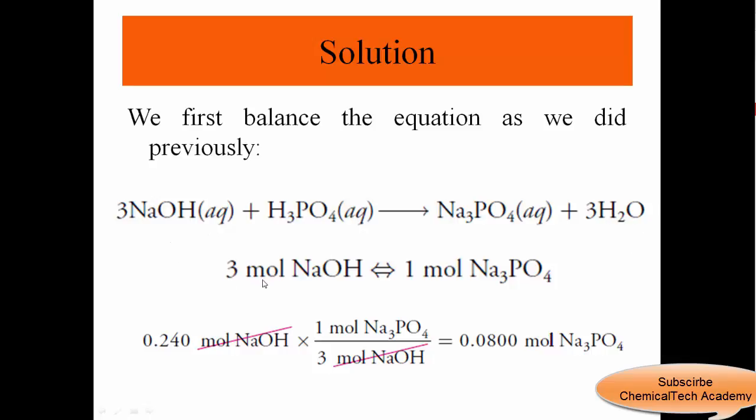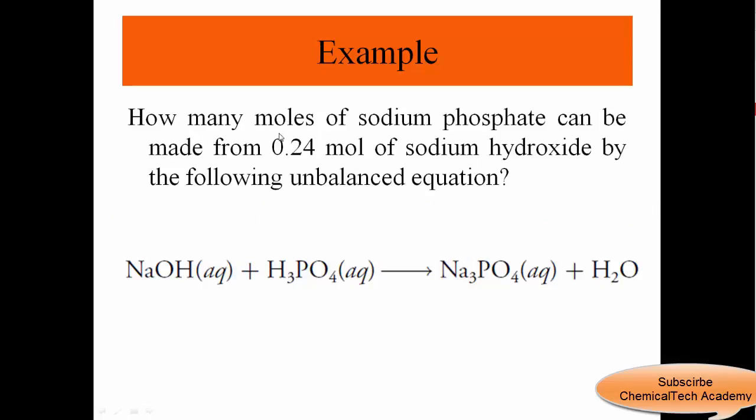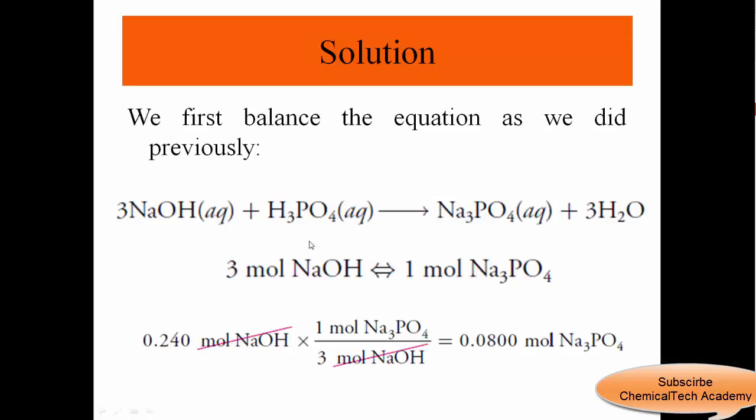We can say 3 moles of sodium hydroxide is stoichiometrically equivalent to 1 mole of sodium phosphate. Here we said how many moles of sodium phosphate can be made from 0.24 moles of sodium hydroxide. It means that if we have 3 moles of sodium hydroxide, we will produce 1 mole of sodium phosphate. Now, since we have 0.24, we need to calculate how much Na3PO4 we can produce.